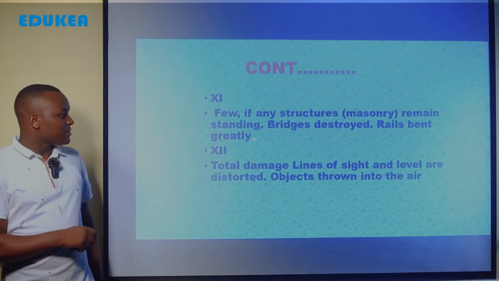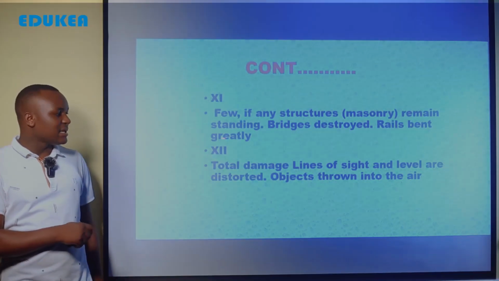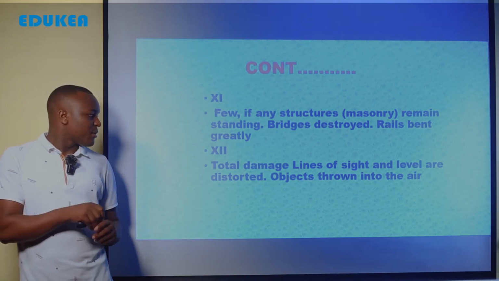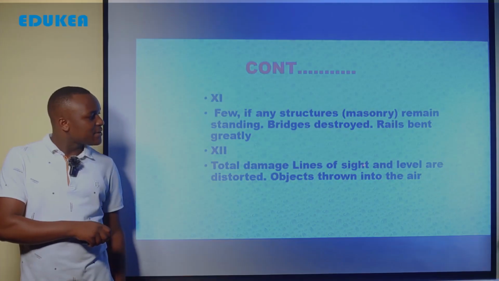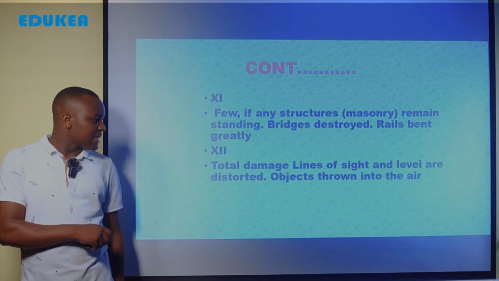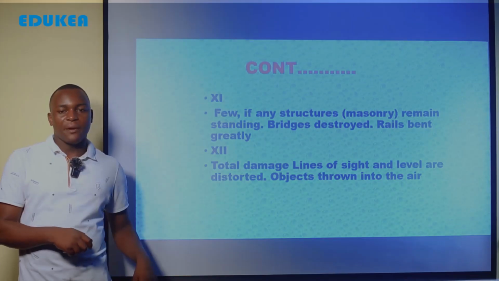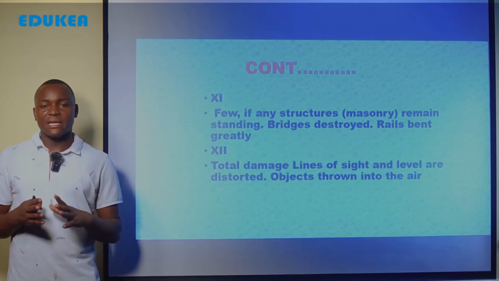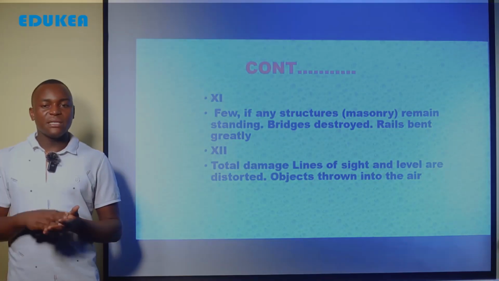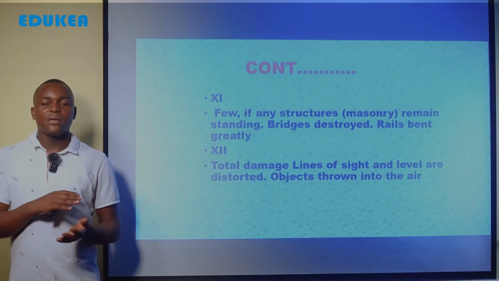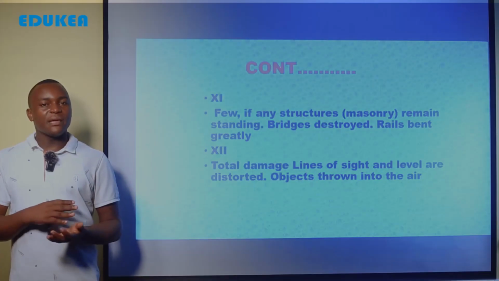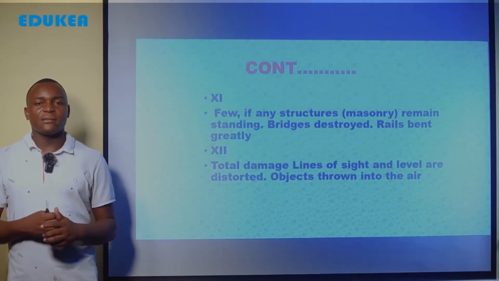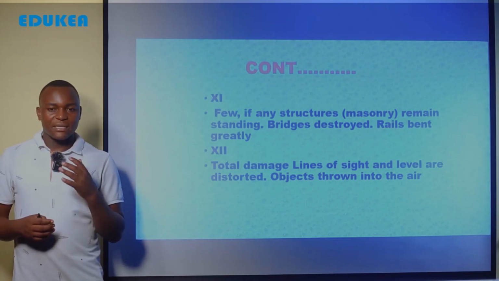But the last intensity of the earthquake, ambayo ni scale number 12, tunasema kwamba total damage, lines of sight and level are distorted, objects are thrown into the air. Hii ni hatari zaidi, kwamba hii ni intensity ambayo ni hatari zaidi, kwamba kila kitu kinakuwa total damaged. Buildings, objects, people, all of them are totally damaged, and objects are thrown into the air. That is effect number 12. And this is how the scale of the intensity is expressed.